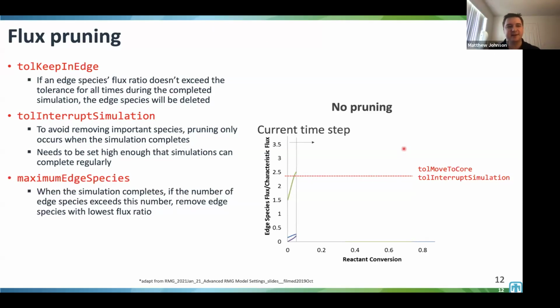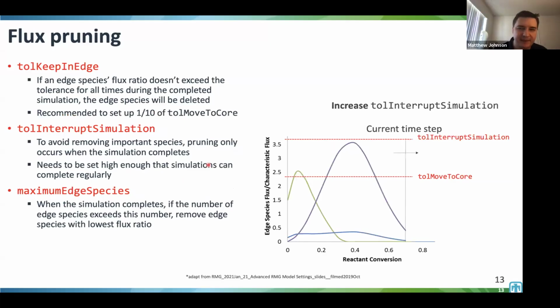So we want to put this interrupt tolerance very high, so that we can go complete a simulation and do this analysis. And also we set a maximum number of edge species, so that when a simulation completes, if the number of edge species exceeds our set number that we want to keep our cap around, it will remove edge species with the lowest flex ratio until it achieves this maximum edge species.